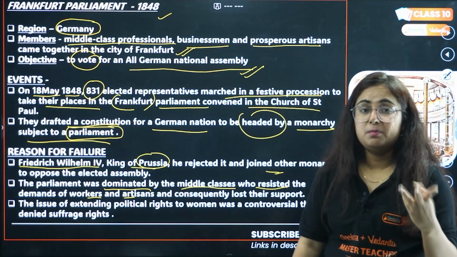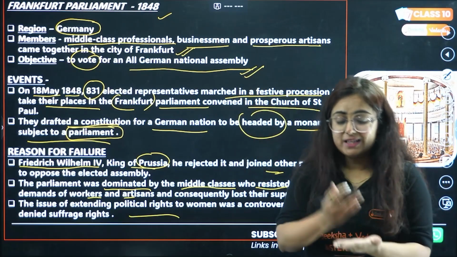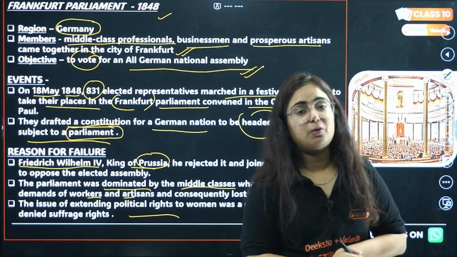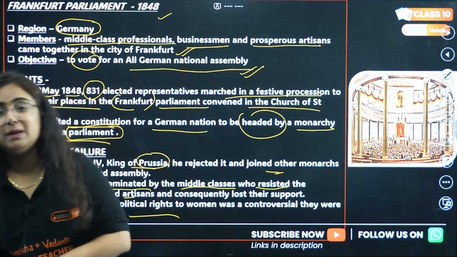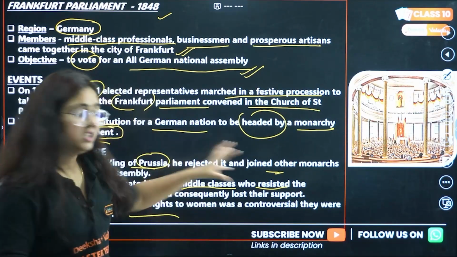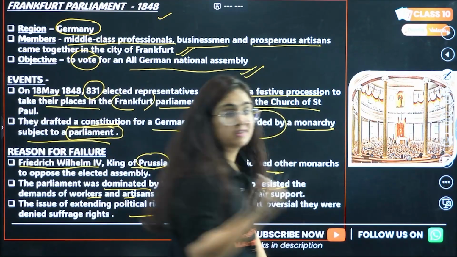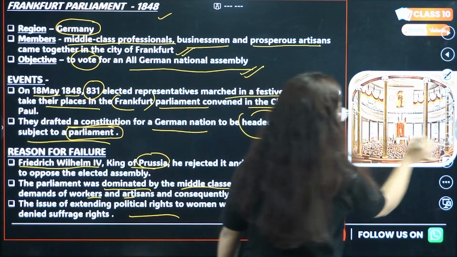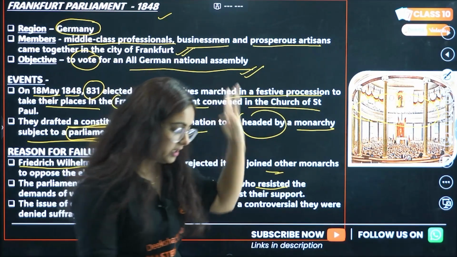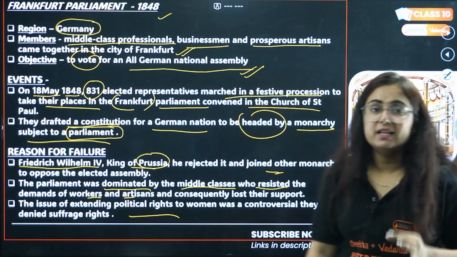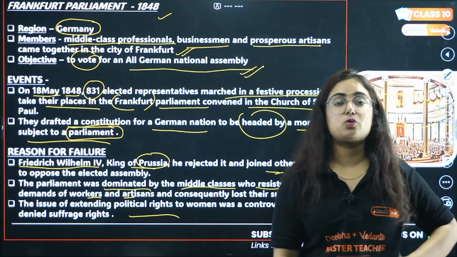Third failure, participation of women. The women were giving every support which was required to the people of Germany during the time of war, during the time of revolution. But when it came to political rights, when the women came into this Frankfurt Parliament, they were not even allowed to sit. These women were standing in the visitors' gallery. So hence, the third reason for failure is not giving political rights to women, and this became controversial.